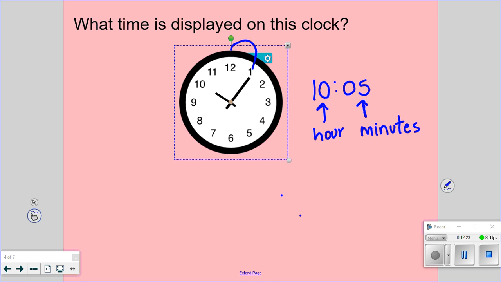Will, question? So Will's asking, I've seen clocks that look like this, 12, 6, 3, and 9, and that's it. None of the other numbers.